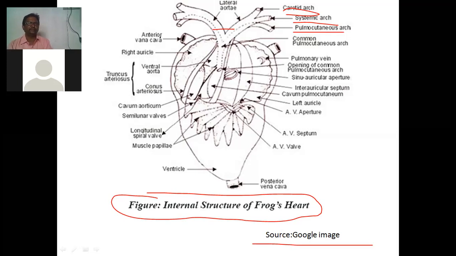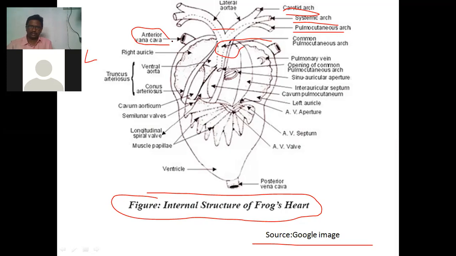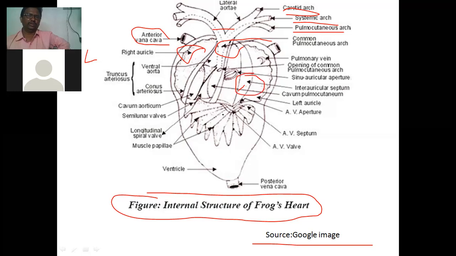Now here is a structure. You can see this is a common pulmocutaneous arch. These are the markings of the anterior vena cava, and here you can see three separate chambers. This is the first, this is the second, and this one is the third.